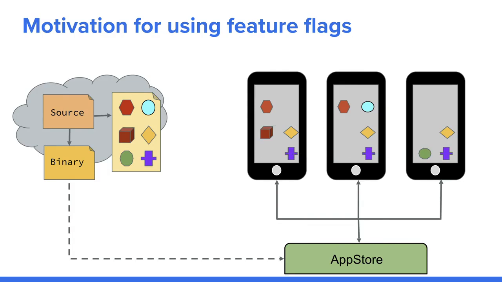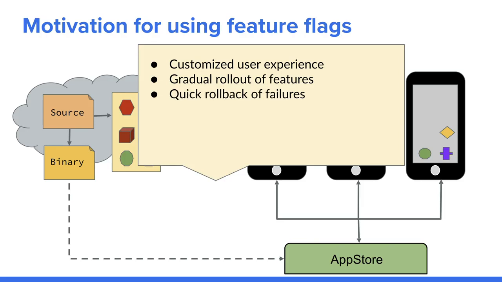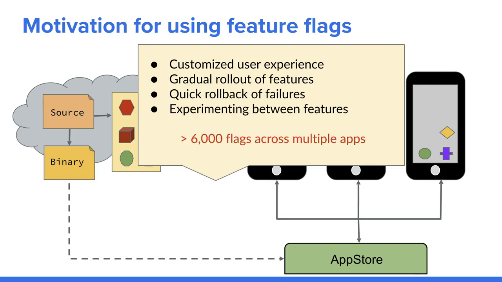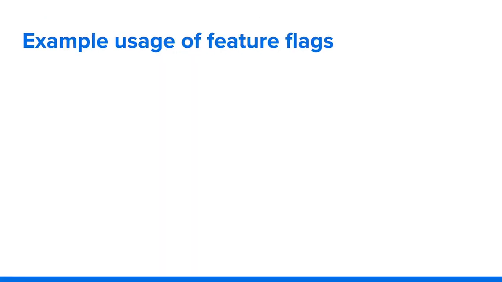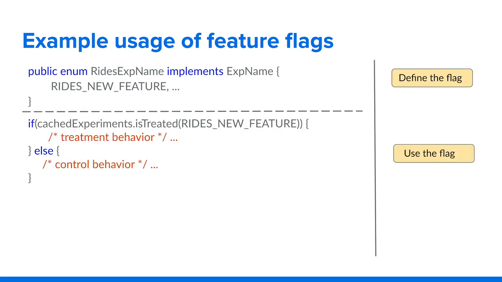There are many benefits of feature flags: customized user experience, gradual rollout of features so that feedback from the initial stages can be used to refine the features, quick rollback in the presence of failures, and to perform A/B testing to compare between features. To give the magnitude of usage of flags, there are more than 6,000 flags used across various apps at Uber. To use the flags in the app, the developer needs to first define the flag, then use the flag as part of flag APIs and implement the corresponding feature.